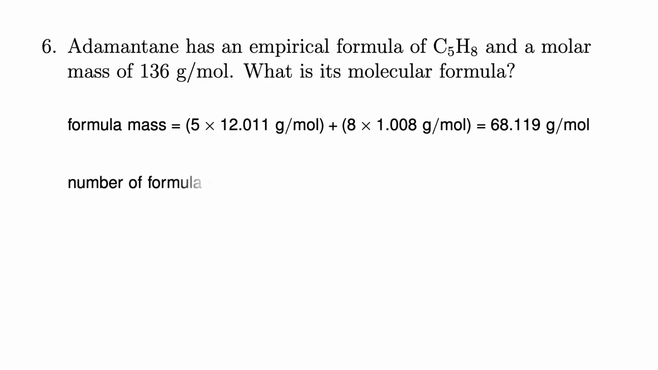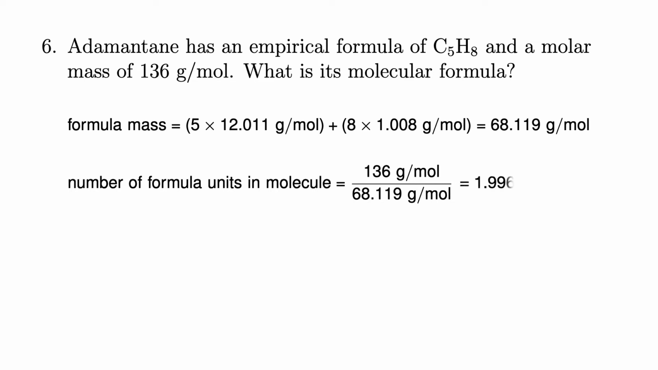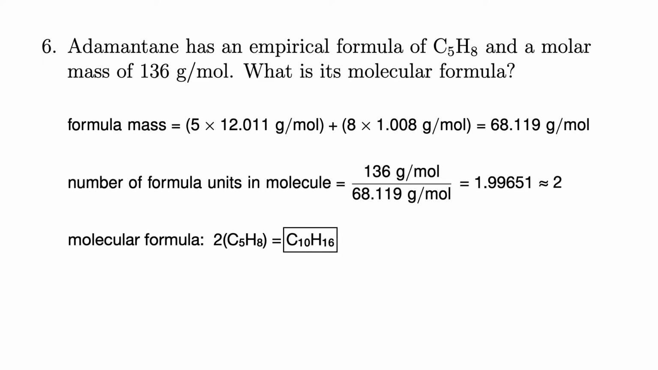And then the number of those formula units that are in the molecular formula will just be the molar mass of the molecule divided by the mass of that formula unit, 136 grams per mole, divided by 68.119 grams per mole, which is 1.99651, and that's very, very close to 2. That tells us that the molecular formula has 2 of these formula units, and so the molecular formula is 2 of the C5H8, or in other words, C10H16. And that's our molecular formula for adamantane.